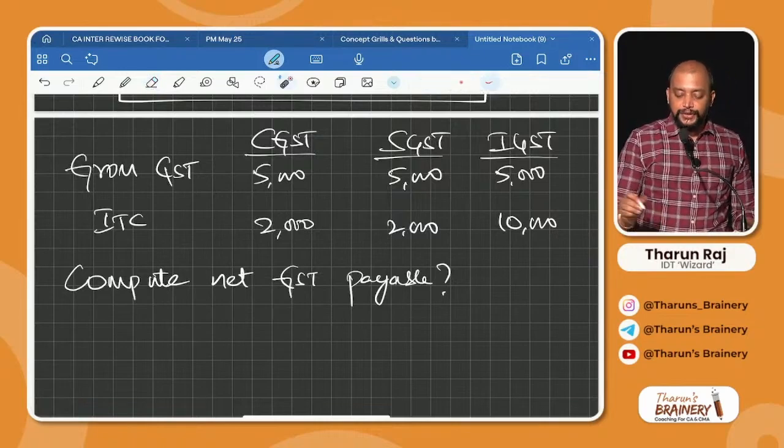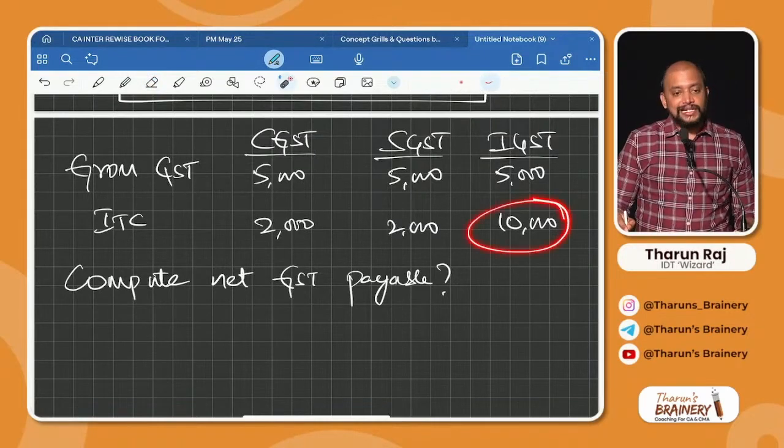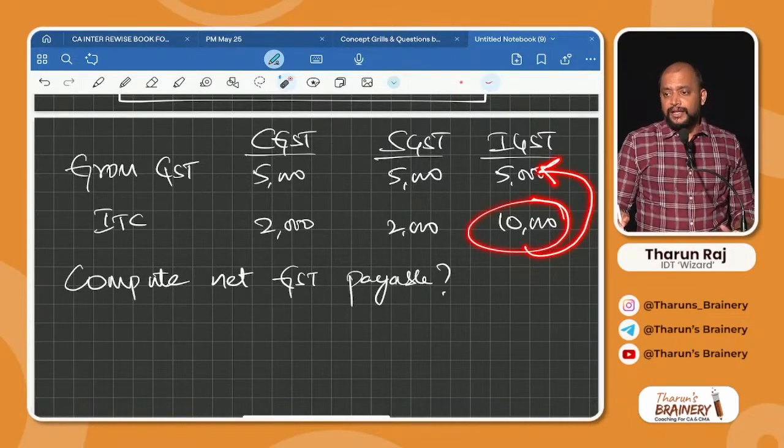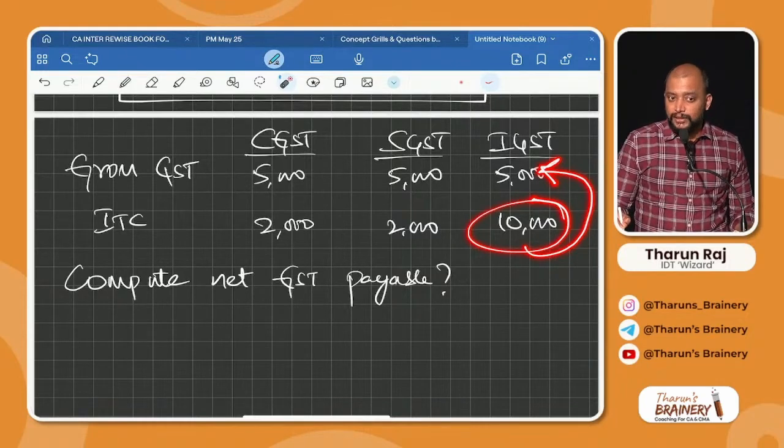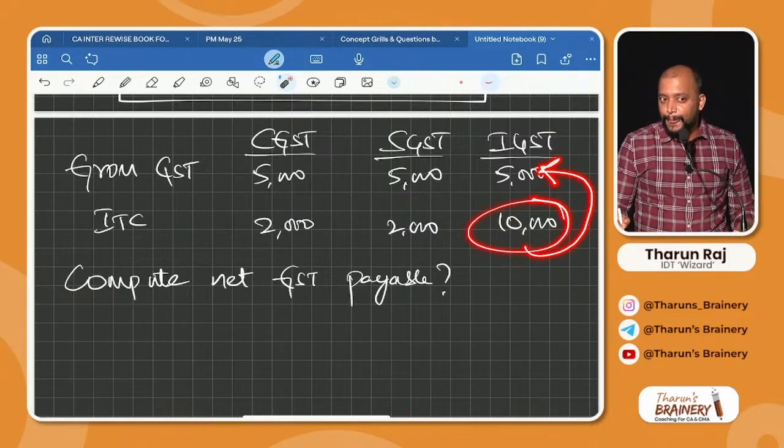First, which credit we need to use? IGST for payment of IGST. Gone. Then what is left? 5,000. That 5,000 we can use it for what? CGST or SGST or both? Both. Correct? You tell me, what should I do?